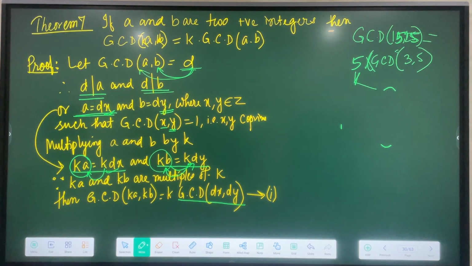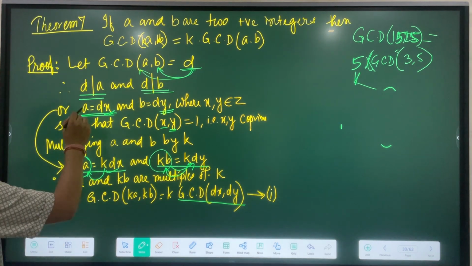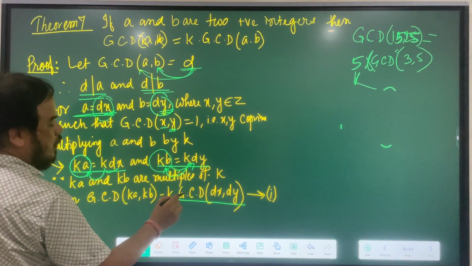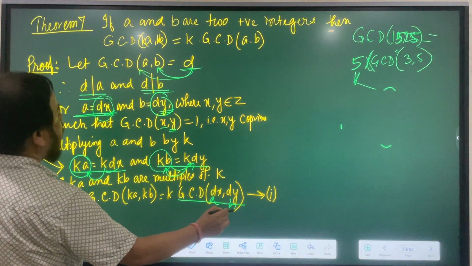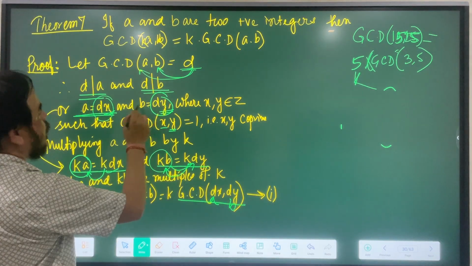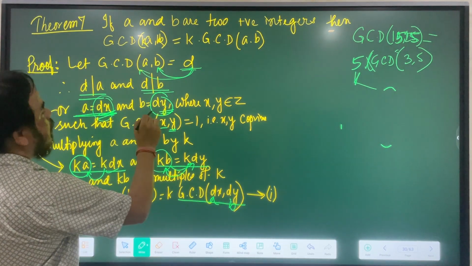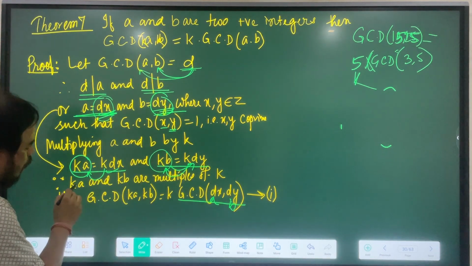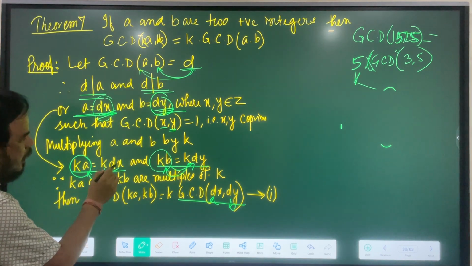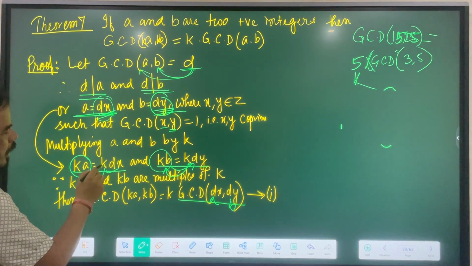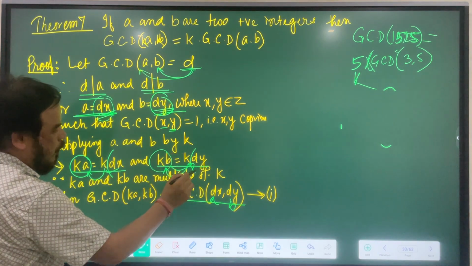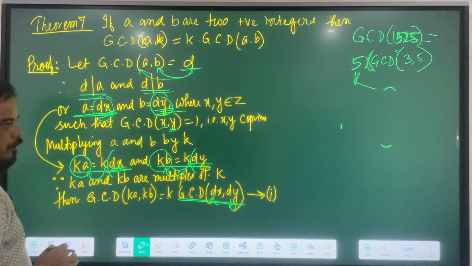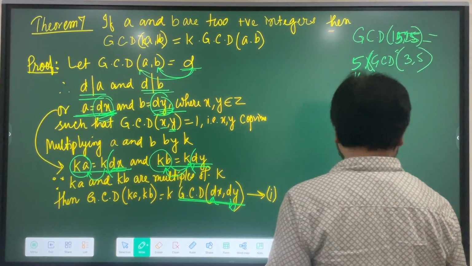Dx, dy, from where did it come? A means dx, B means dy. GCD of A and B: A is dx, B is dy. GCD of KA and KB. Look here, KA and KB. KA means Kdx, KB means Kdy. So K times GCD of dx and dy. Short form. Number 1. This is number 1.